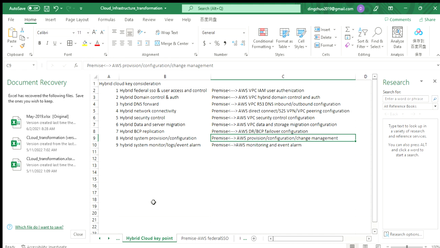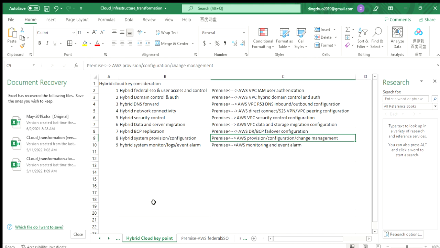So they need to be configured two-way, forwarding the DNS query from the premises side to AWS Route 53, and also from AWS Route 53, they can forward the DNS query towards the premises. So this is number 3.